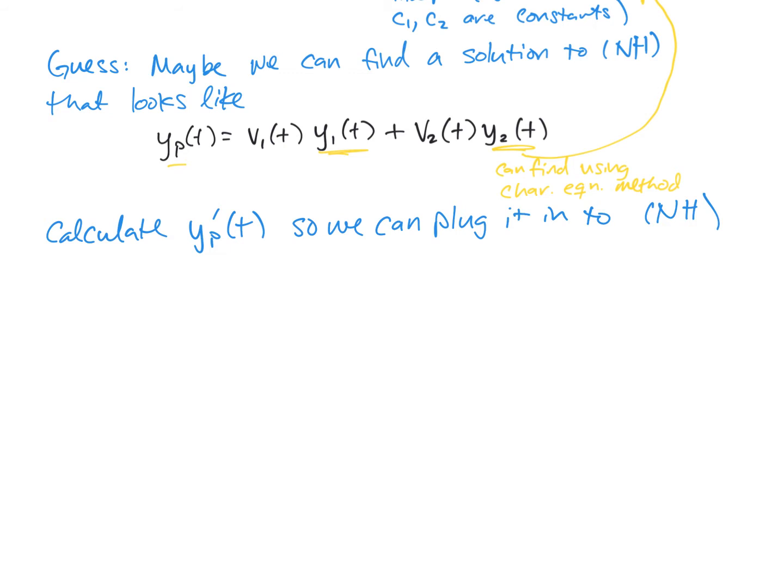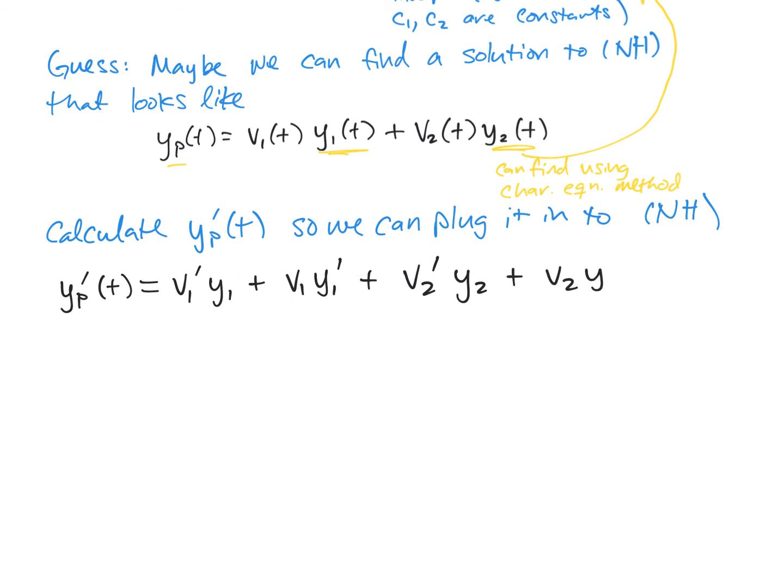So let's just work it out. We'll use product rule. So we have yp prime of t equals v1 prime y1 plus v1 y1 prime. So that's product rule in the first term, plus v2 prime y2 plus v2 y2 prime. And then I can group these. I'm going to group these this way.